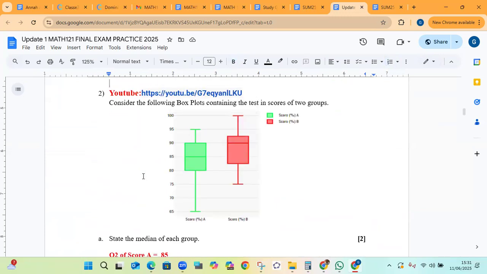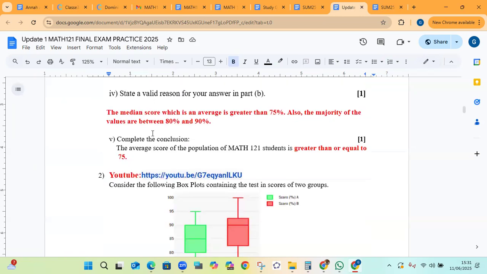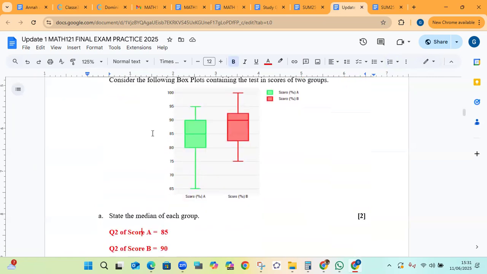Okay, pay attention to the variable. Okay, if it's height or if it's time. Okay, here the variable is score. So the box and whiskers, where the box, if the box on the higher part, higher score, means that group did better. But if it's time, the group that have less time did better. So please pay attention to the variable. More score, better. Less time, better. Okay, please bear that in mind.